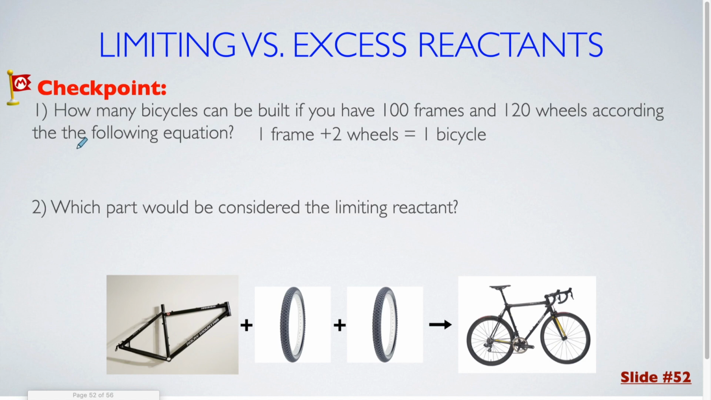So we're going to go through 2 examples here. If I had 100 frames, and I know that I need 1 frame for every 1 bicycle, I know that just based on the frames, I would be able to make 100 bicycles.